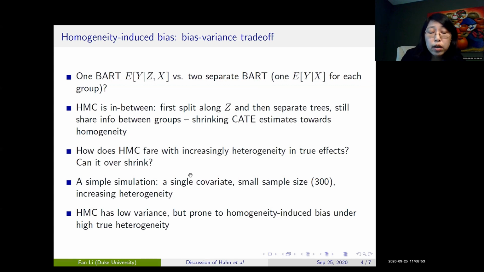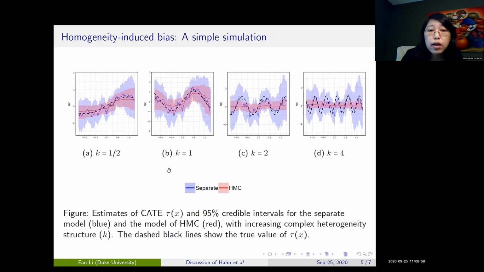Will it overshrink? So we did a simple simulation here, very simple, just one covariate. This is the result. The dashed line is the underlying truth, the red line is the BCF approach, and the blue dots fit the two separate models. Again, here I don't think we have the overlap issue. In these four graphs, as k increases, essentially the heterogeneity increases.